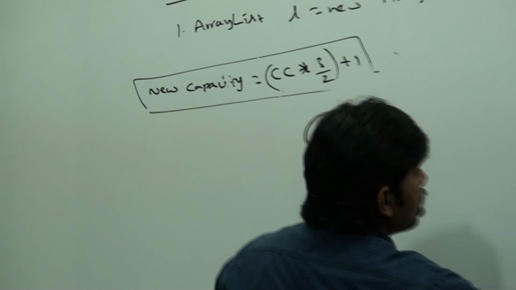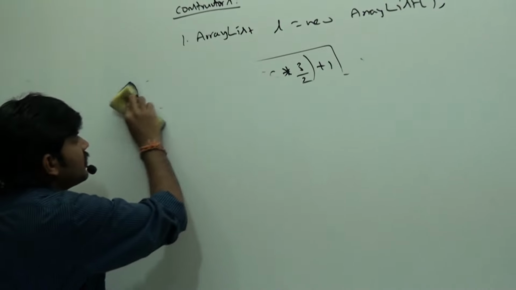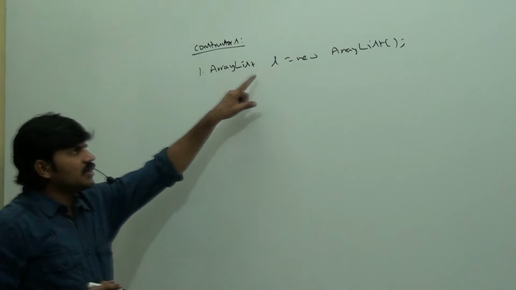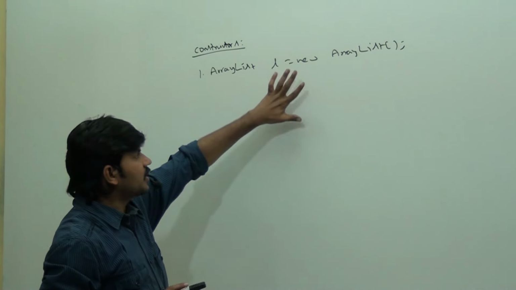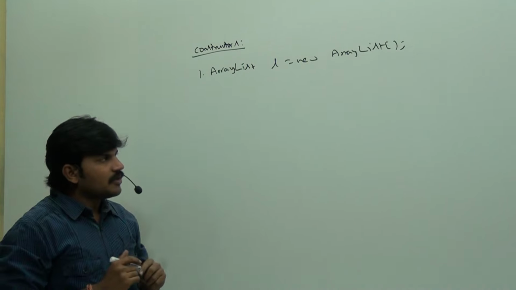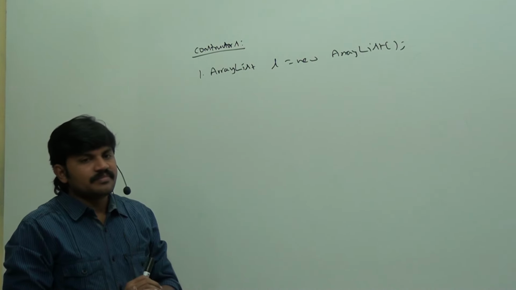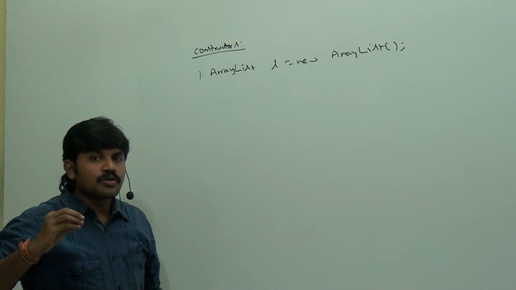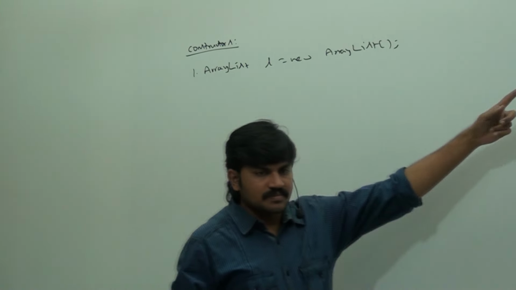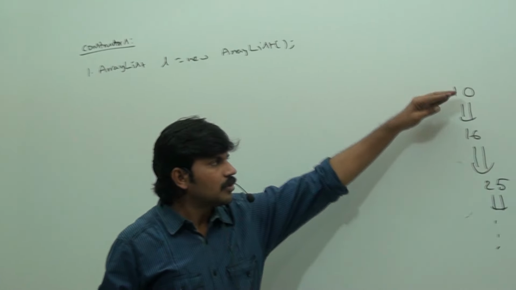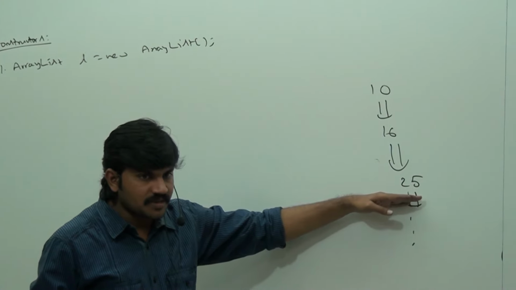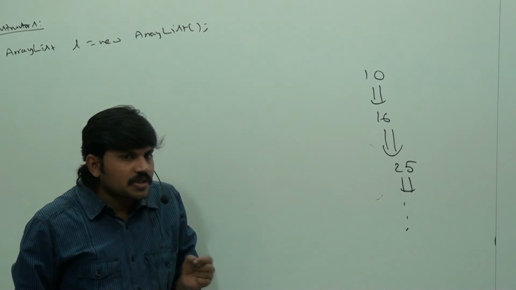Now let me go for the second constructor. ArrayList l = new ArrayList(); we are creating an empty ArrayList with the default initial capacity 10. But now there is a problem. Suppose I want to insert 1000 objects. First it creates capacity 10, then creates 16 and copies all these 10, and then creates 25 and copies all these 16. Performance of the system is going to be down.